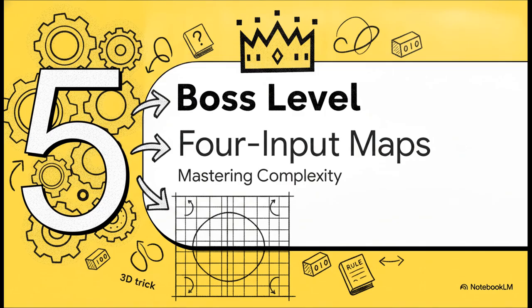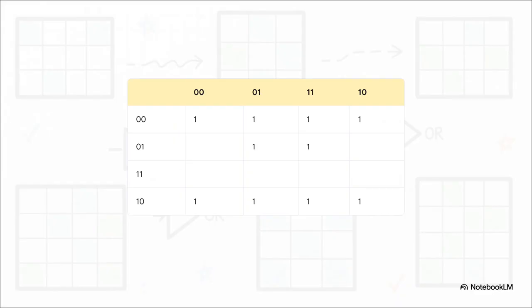Okay, we are ready. Section 5, the 4-input boss level. Let's master this complex map. We are fully geared up. It's time to take everything we've learned, every rule, every gray code, every 3D donut trick, and throw it at a massive, incredibly expensive 4-variable problem.